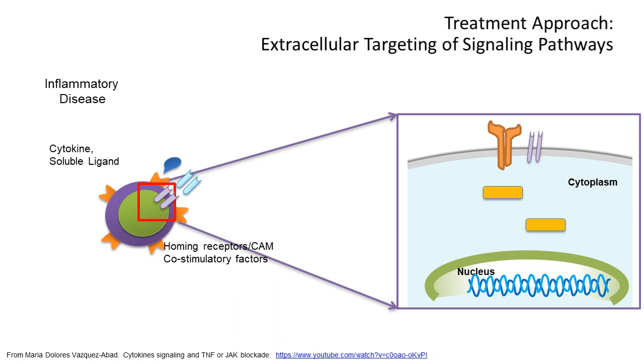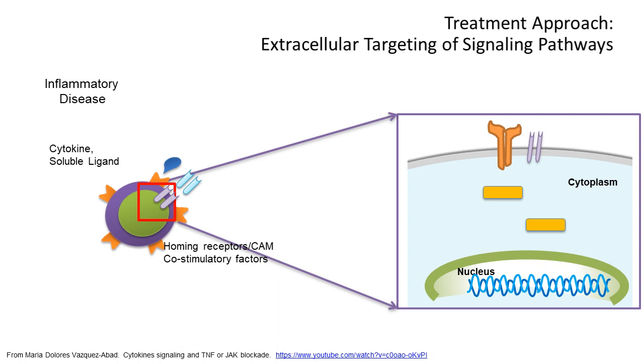Let's look at the cell signaling to understand how several drugs that we have available work. On the left, we have a generic cell, and on the surface, the cell could be expressing receptors either to soluble ligands like cytokines, or it could also be a receptor to homing receptors, cell adhesion molecules, or co-stimulatory factors that in this case are bound to a membrane of another cell. Either way, the purple cell with the green nucleus shown in here has these receptors on the surface.